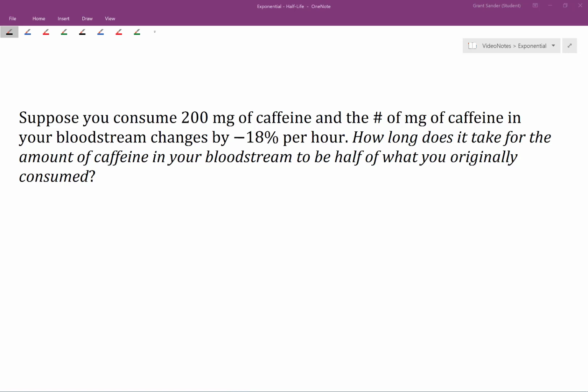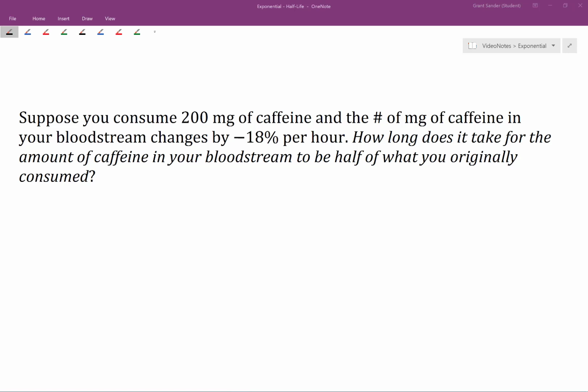As an example, suppose you consume 200 milligrams of caffeine, and then the amount of caffeine in your bloodstream changes by negative 18% per hour. Eventually, the amount of caffeine in your bloodstream will be half of the original 200 milligrams that you consumed.